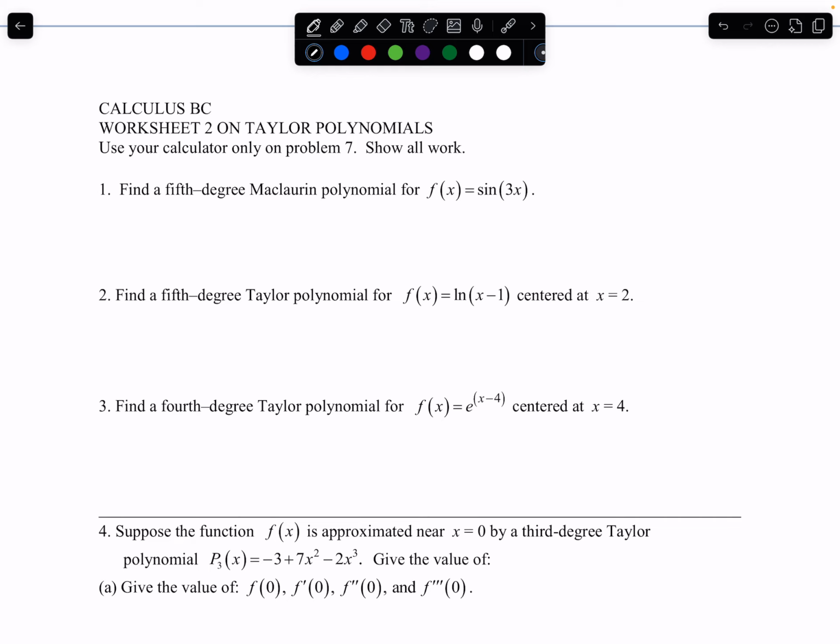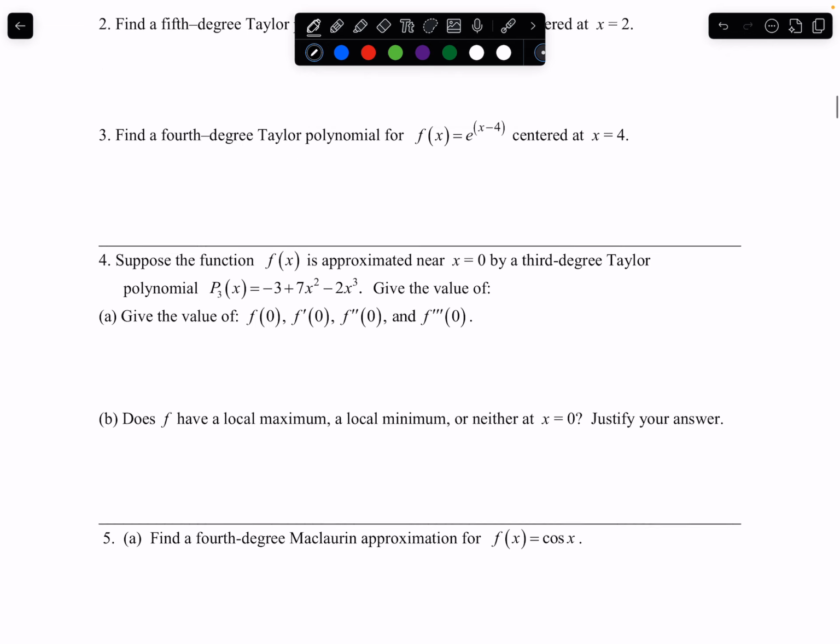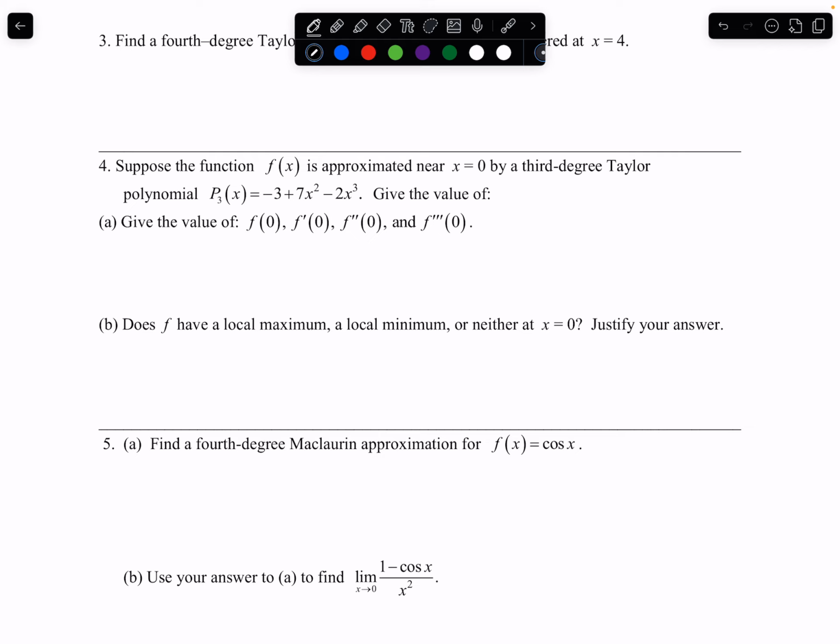Questions 1 through 3 are just practicing your derivatives and writing. I would highly encourage you to do those. You can definitely show your work on your piece of paper there. But I want to take a look at question number 4. Question number 4 is always a very challenging question for students.